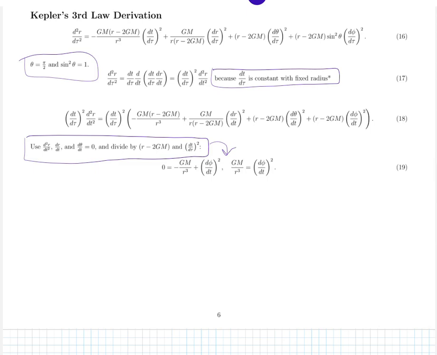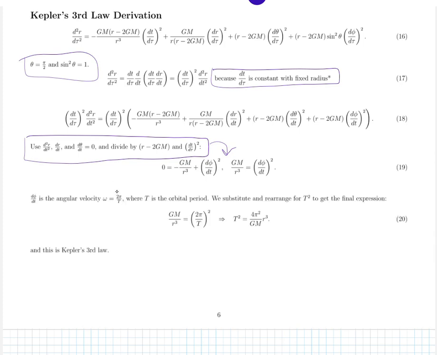We see that d phi by dt is the angular velocity omega, which is equal to 2 pi over T, and T is the orbital period. If we substitute and rearrange for T squared, we get the final expression: T squared is equal to 4 pi squared over GM times r cubed, which is Kepler's third law.